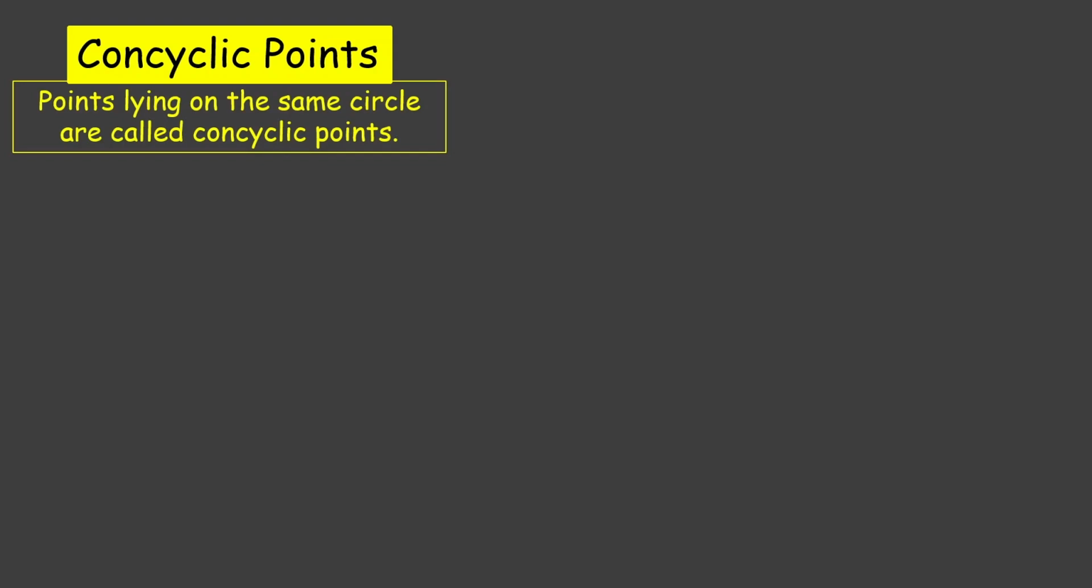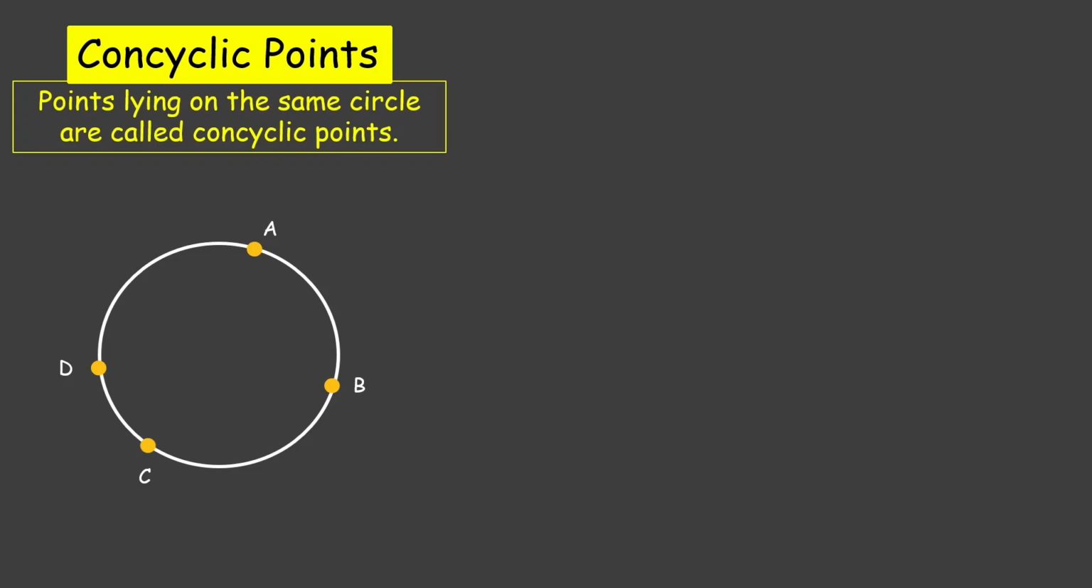Hello everyone. Let us talk about concyclic points. Points lying on the same circle are called concyclic points. For example, if we have a circle and there are some points A, B, C, D on the circle, then we say that these are concyclic points.